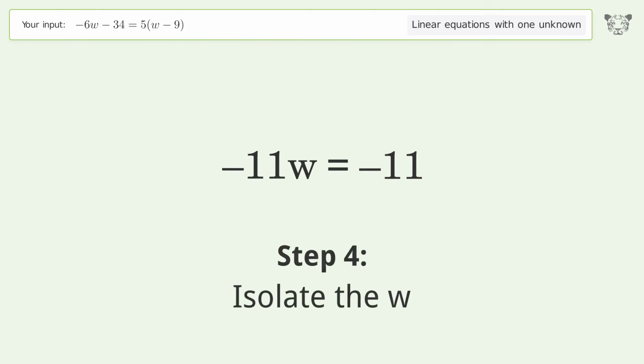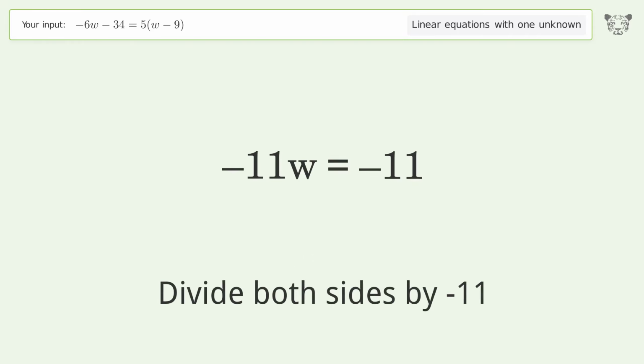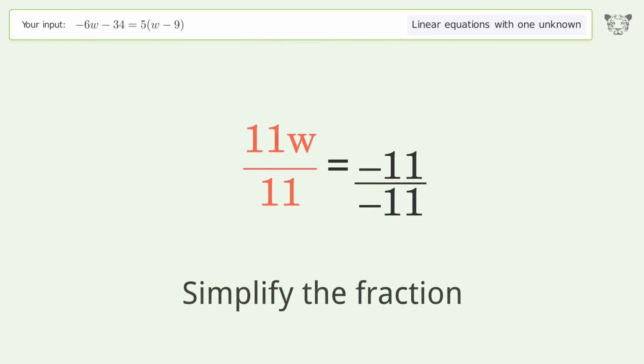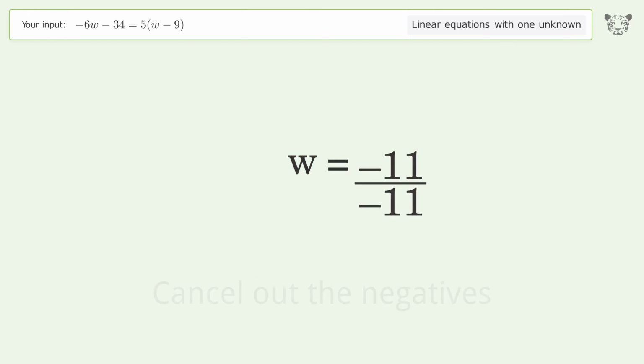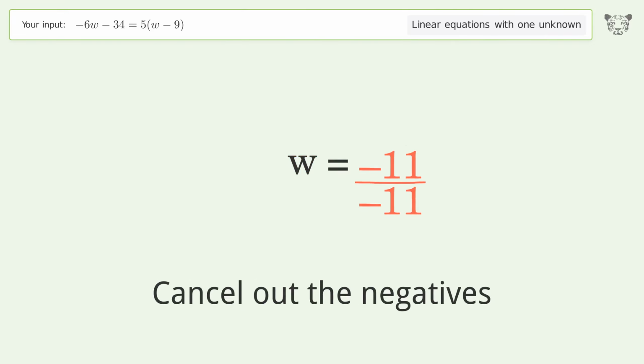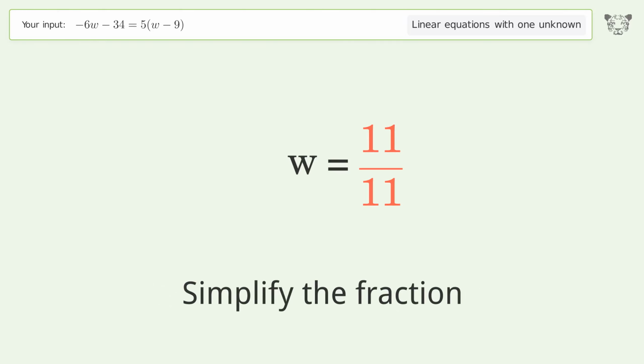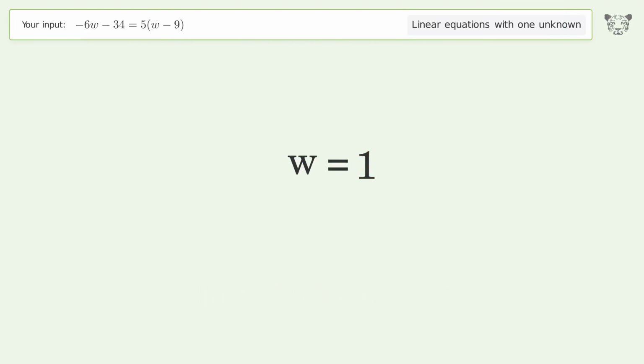Isolate the w. Divide both sides by -11. Cancel out the negatives. Simplify the fraction. Cancel out the negatives. Simplify the fraction. And so the final result is w equals 1.